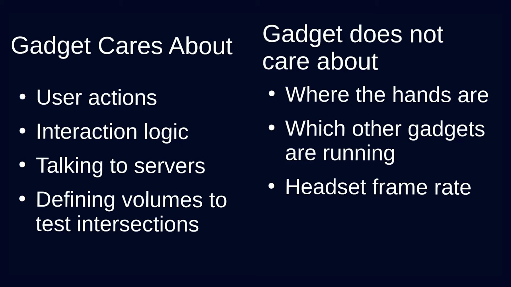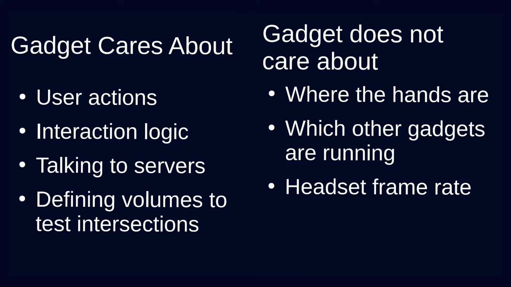Gadgets will also often need to know when they come close to other gadgets or close to other parts of themselves, and they do this by defining volumes that they pass to Aardvark, and then Aardvark will tell them when those volumes intersect. There are also some things that gadgets generally do not tend to care about.